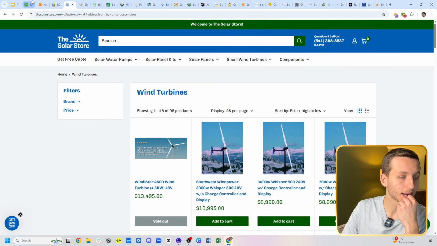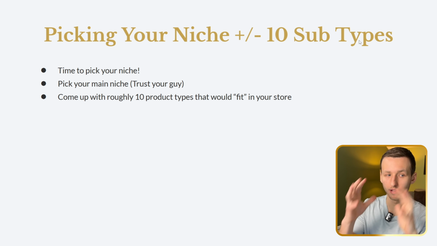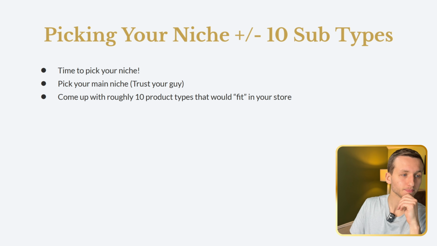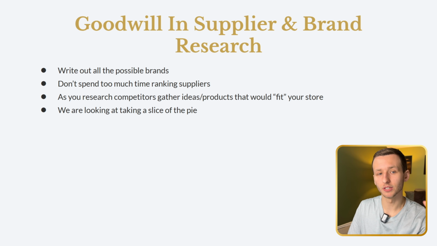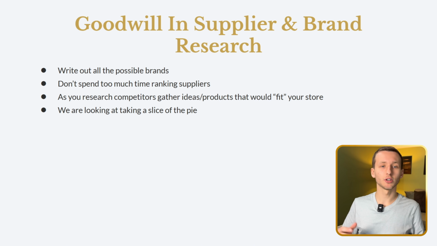Okay, so it's time to pick your niche and pick roughly the 10 product types that are gonna fit within that main niche. Okay. Let me give you some goodwill in supplier and brand research, because we talked about a lot. I know this video went on a little bit. We were a little bit everywhere, but here's a couple pieces of goodwill for you. Write out all the possible brands. It is in your best interest.